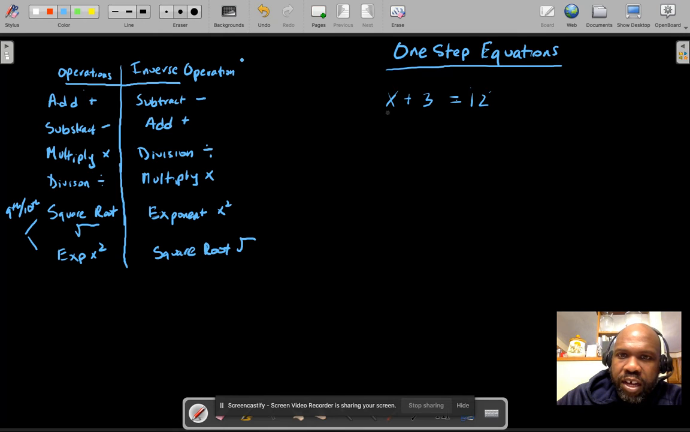First of all, we take the inverse operation of the value on the left side here. Okay, just kind of lagging on me. I haven't done this in a week, so okay.